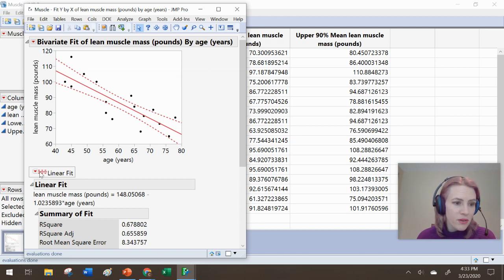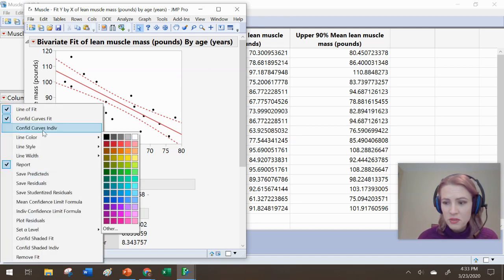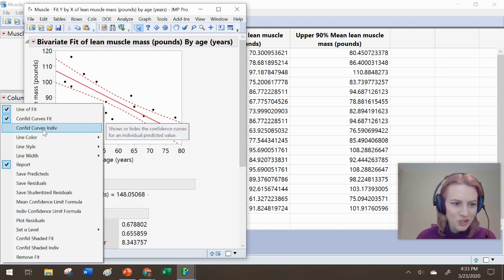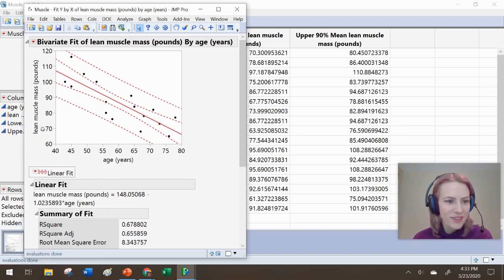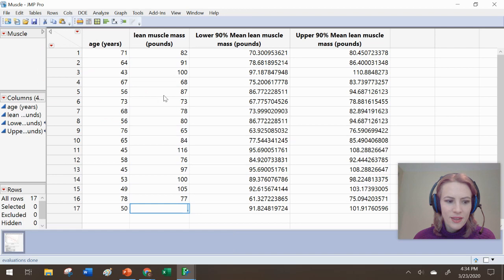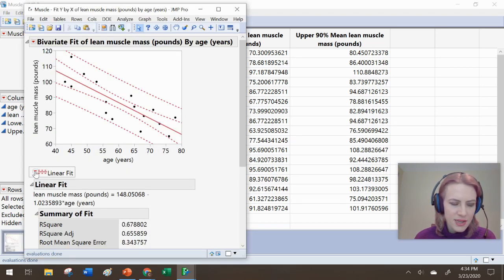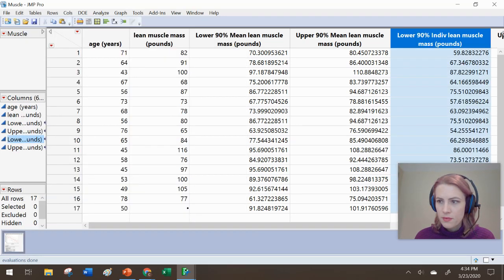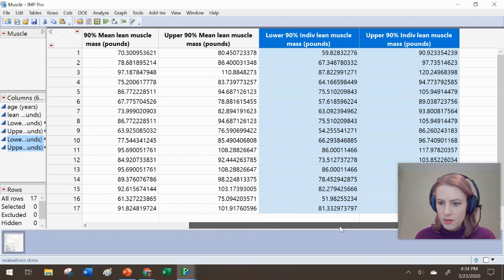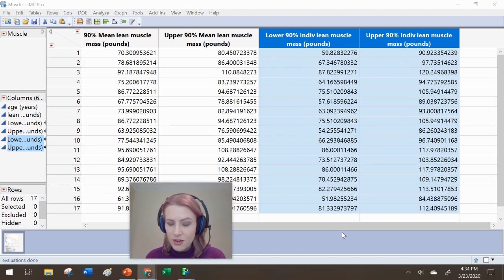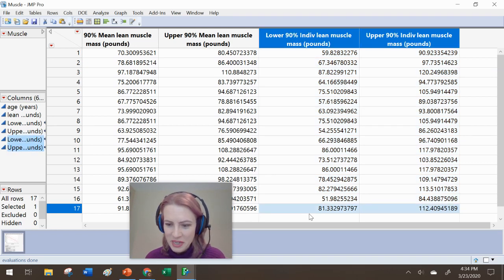Now, if we're instead talking about an individual man who's 50 years old, suppose your dad is 50 years old or something, how much lean muscle mass does he have? We're going to see an interval that's much wider. To get the endpoints, I need to add in the formula for the individual. And now we can be 90% confident that your dad, or whatever 50-year-old man we're talking about, has a lean muscle mass between 81.3 pounds and 112.4 pounds.